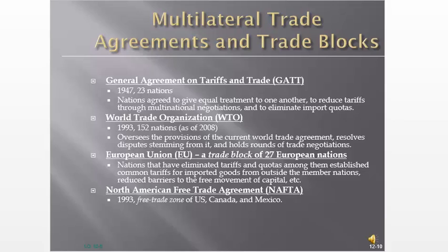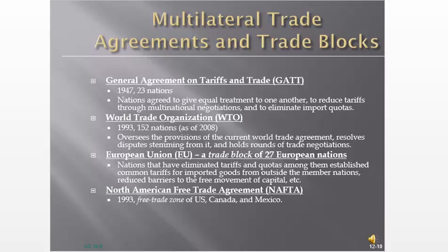Closer to home, the North American Free Trade Agreement, or NAFTA, was formed in 1993 and it is a free trade zone that includes the United States, Canada, and Mexico. As mentioned earlier, when talking about the U.S.'s largest trading partners, NAFTA allows for large amounts of goods to move across the borders at relatively lower prices. This means that the U.S. now has an incentive to trade with Canada and to trade with Mexico.